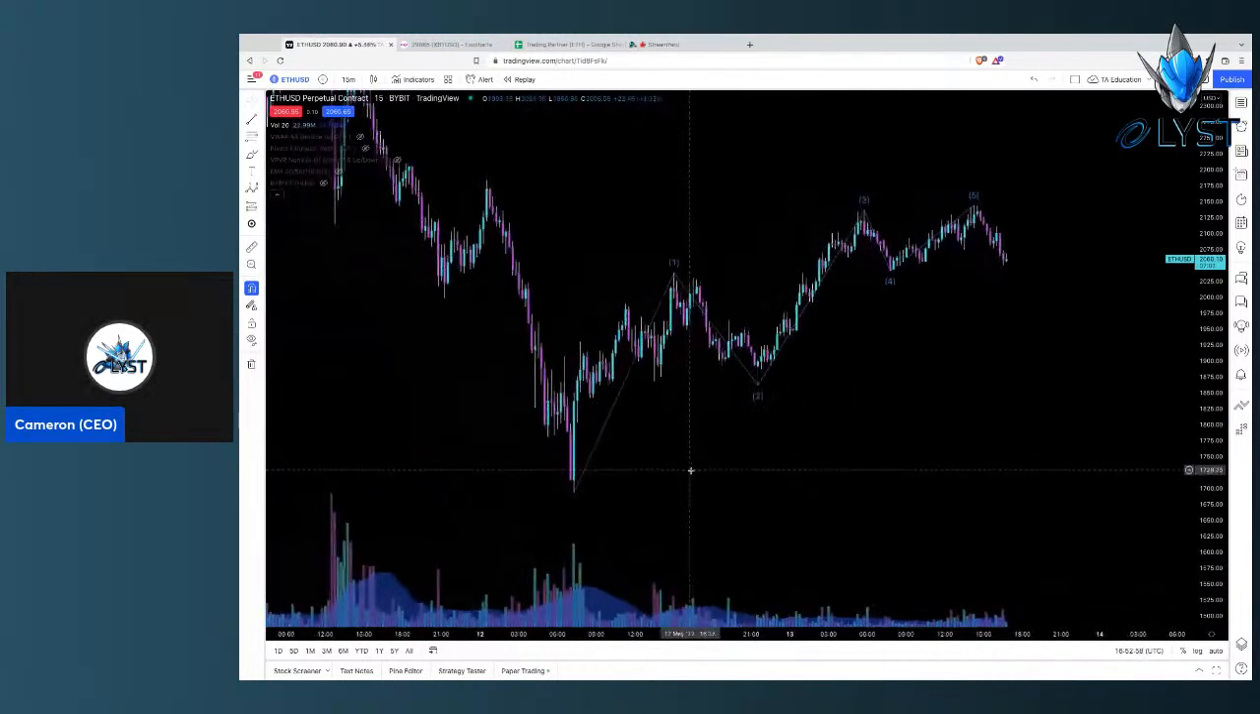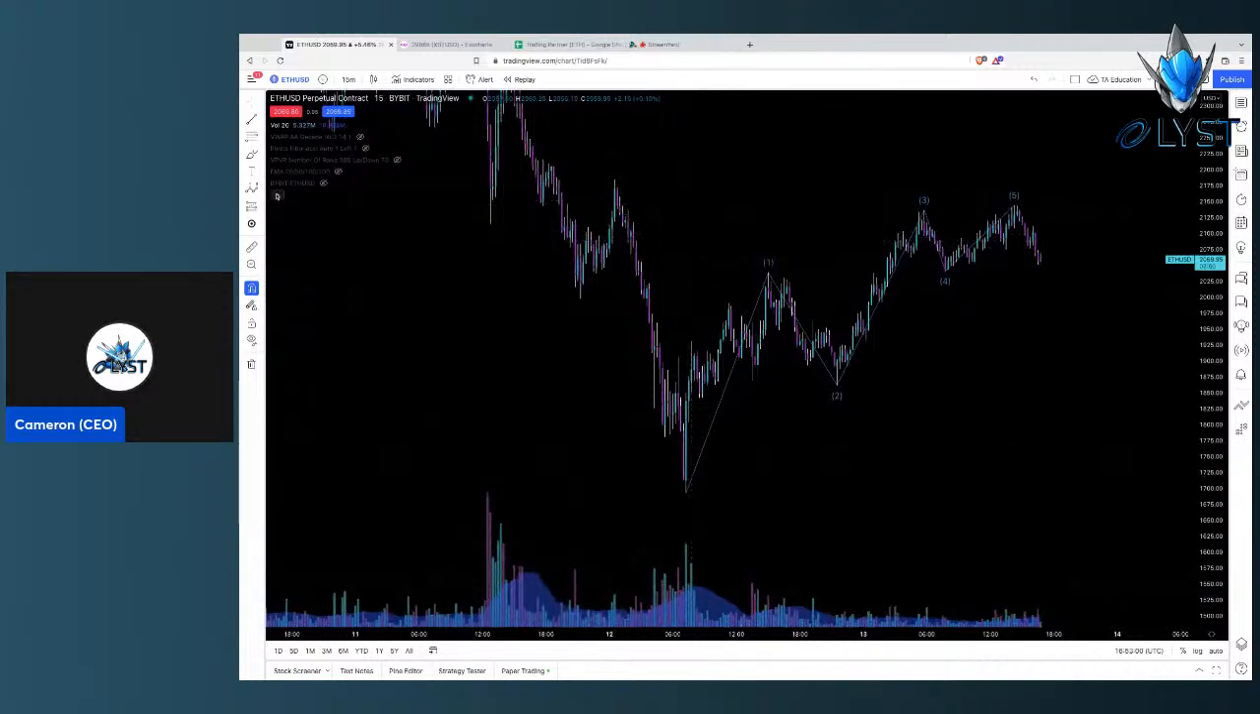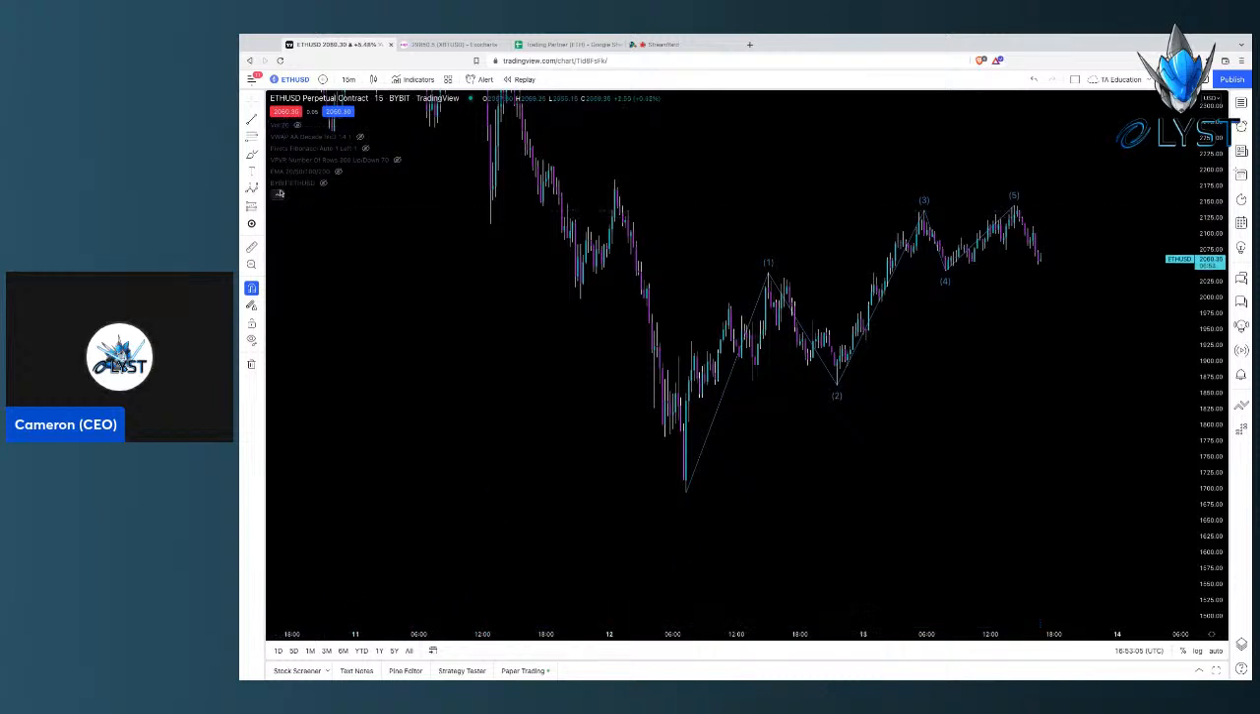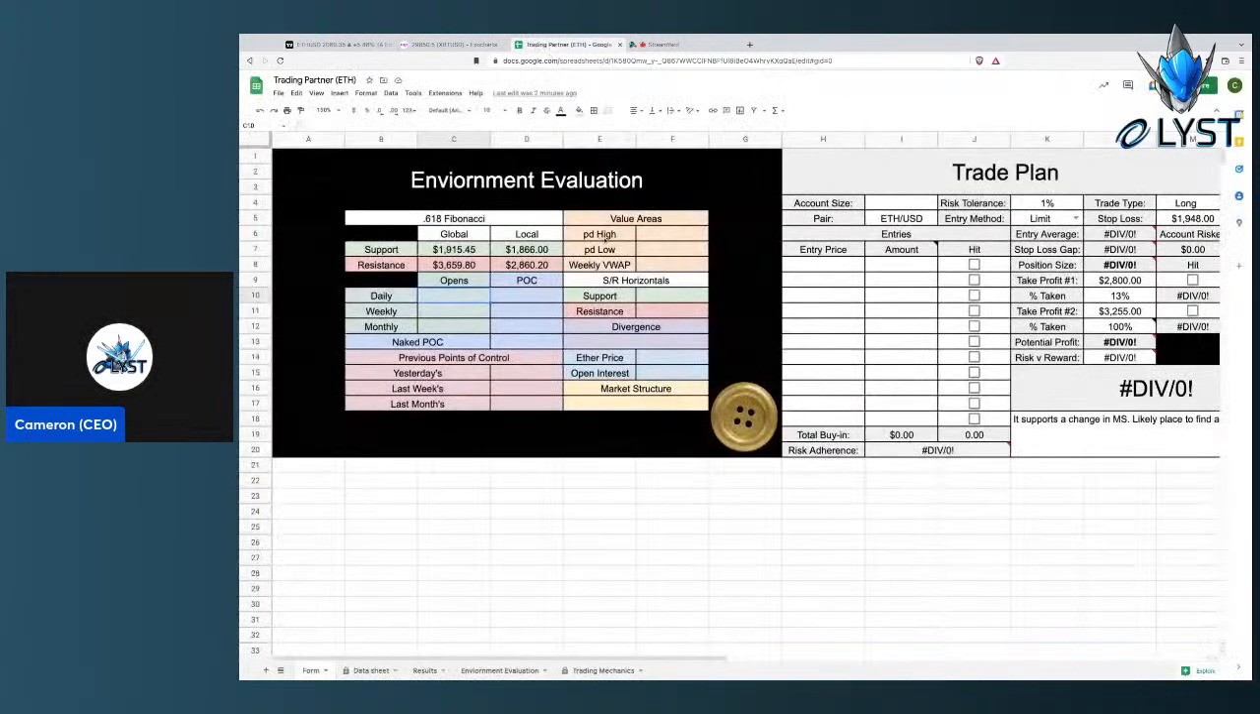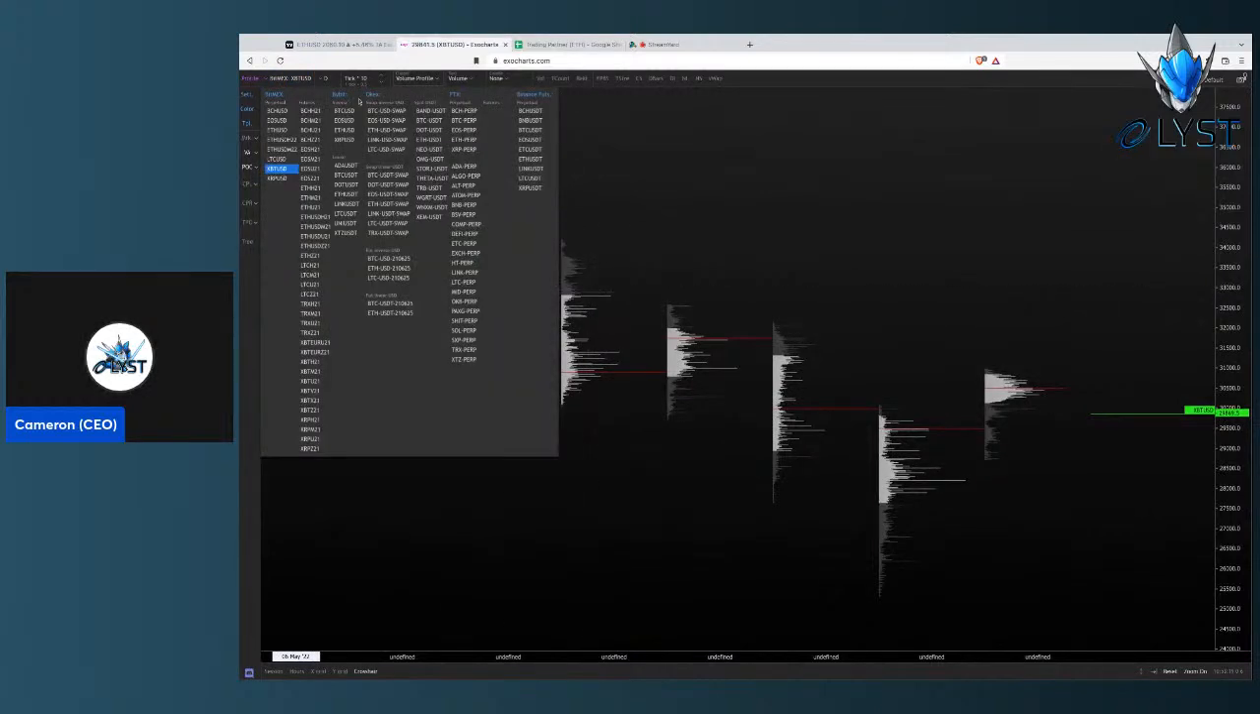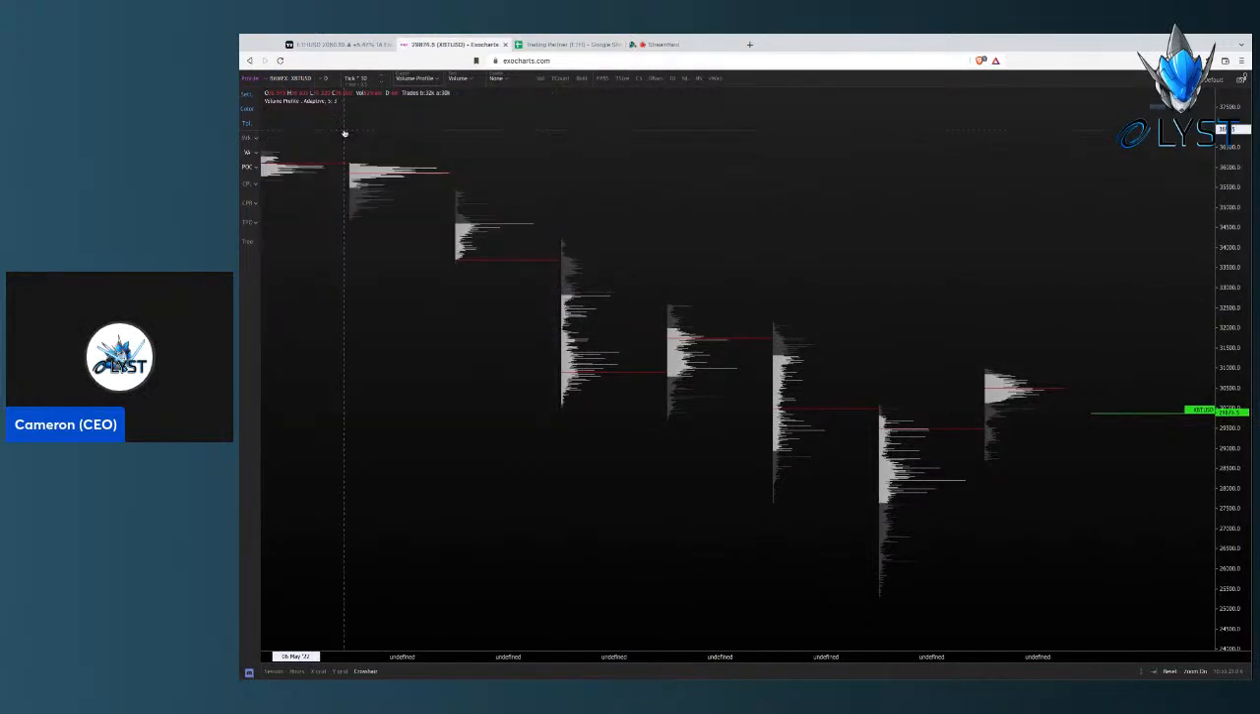So matter of fact, when we get to divergences, we might see a divergence. So we'll take a look once we get there. That's on our list. So let's go back. Here we go. So daily, weekly, and monthly opens. We want all of the opens. For this, we're going to go to Exo Charts. We're going to click over here. We're going to go to Bybit and Ethereum.